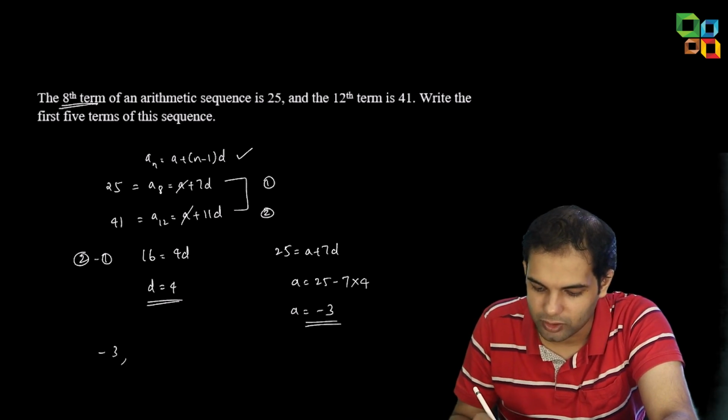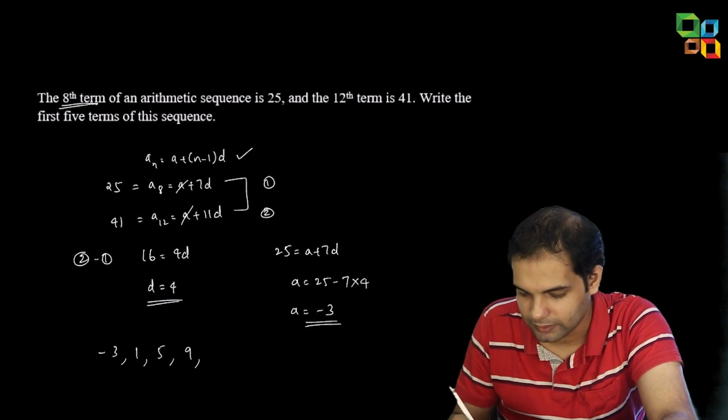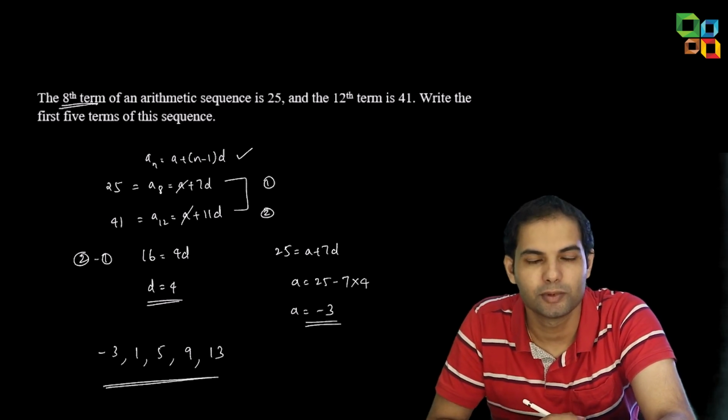Next term is A plus D. So minus 3 plus 4 is 1. 1 plus 4 is 5. Again add 4 is 9. Add 4 is 13. First 5 terms of the sequence.